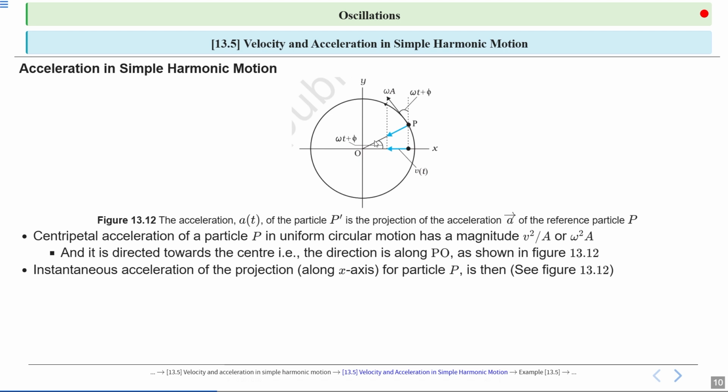Instantaneous acceleration of the projection along x-axis for particle P is then, see figure 13.12. The instantaneous acceleration of the projection onto x-axis is what we are interested in. This is the acceleration that the particle would have if it were oscillating back and forth along a straight line.